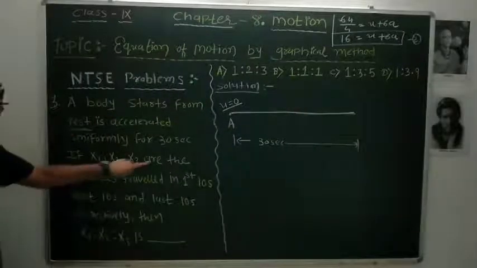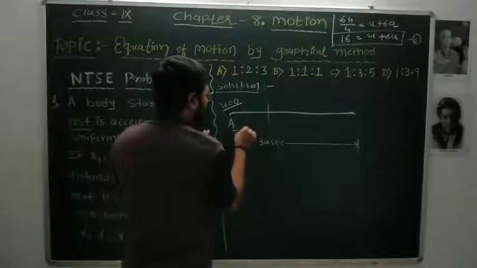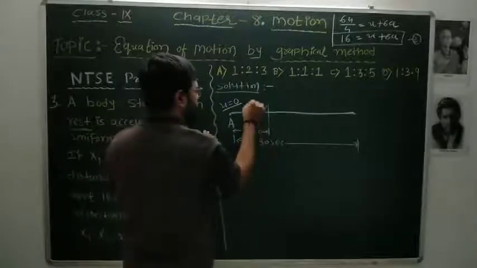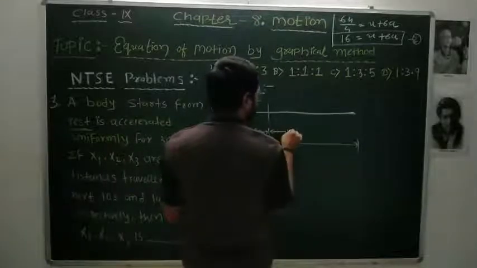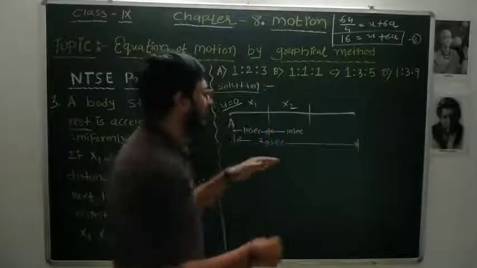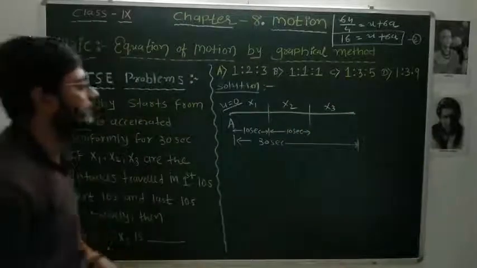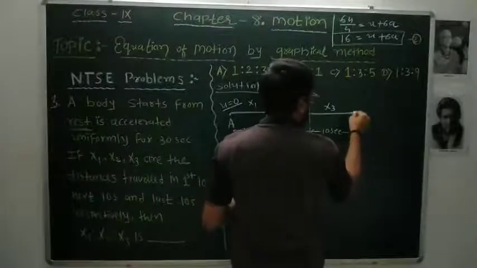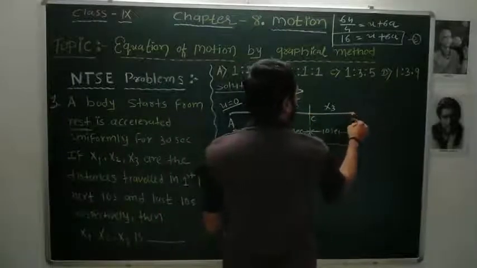If x1, x2 and x3 are the distances traveled, in the first 10 seconds it covers distance, suppose x1. In the next 10 seconds it covers distance x2, and in the last 10 seconds it covers distance x3. Here we can take points B, C and D.